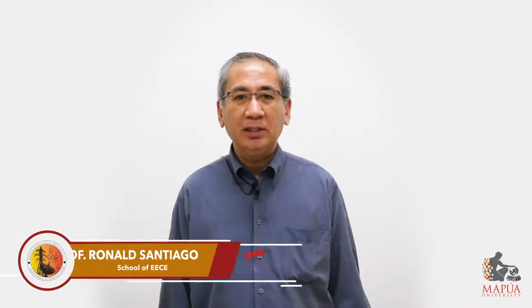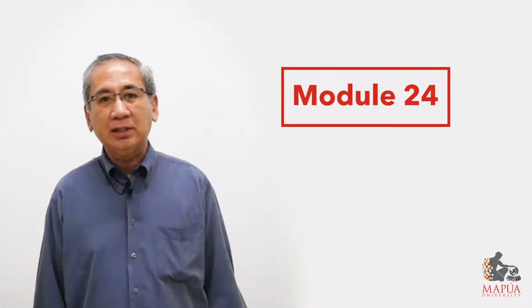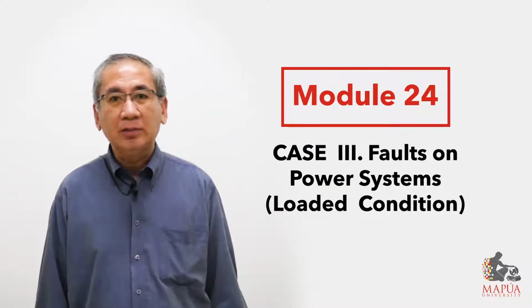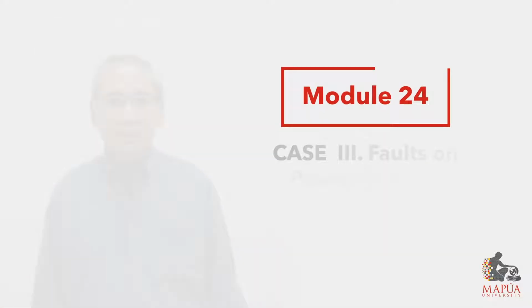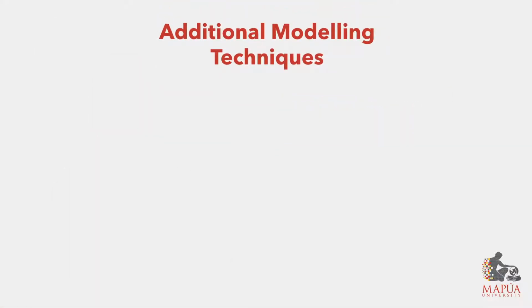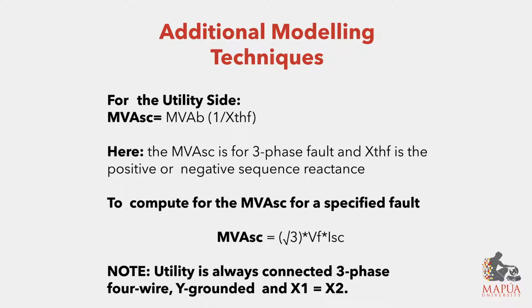Today we'll be discussing Module 24, which is Case 3, Faults on Power Systems, Loaded Condition. Now, as an additional modeling technique for the utility side, let us recall that the MVA under short circuit is equal to the MVA base multiplied by 1 over the Thevenin reactance at the fault point. Here, the MVA at short circuit is for a three-phase fault, and the Thevenin reactance under the fault is the positive or negative sequence reactance.